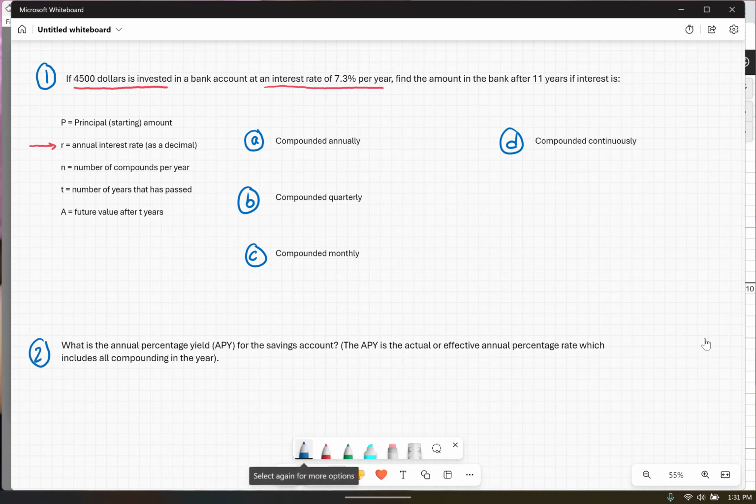Okay, so let's record this stuff as we go. P, the principal, is the 4,500. Lowercase r, the interest rate. Let me highlight this part as a decimal. You cannot use 7.3 in your formula because 7.3% is not a number. It's more of a description. So to convert that to a number, you divide by 100 to convert it to a decimal. So that would be 0.073.